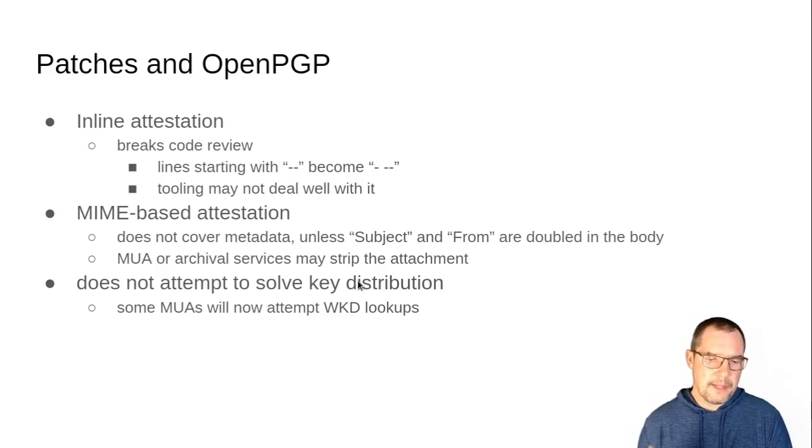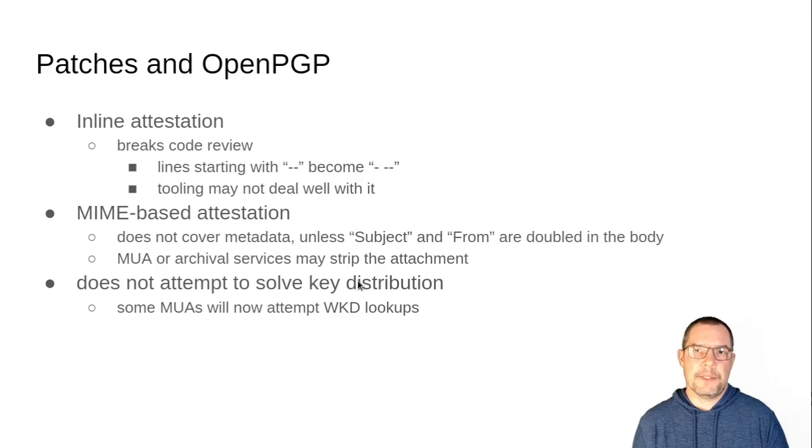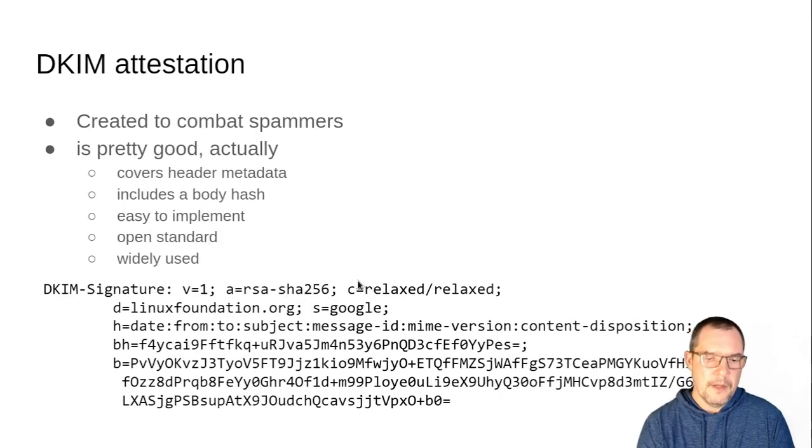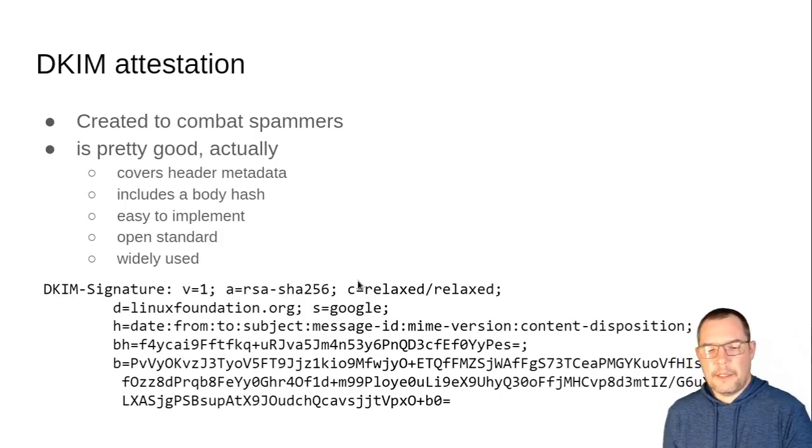And of course, the mail user agents and archivals and everything can strip the signatures. I've seen this happen all the time. They don't recognize that the PGP signature is trusted and valid content. They may quarantine it or do anything like that. So the SMTP relays may cause problems verifying this. Also, it does not attempt to solve key distribution. We're not going to talk about it too much. There's web key directories that sort of stepped up to try to solve this problem, but it continues to persist. DKIM attestation is created to combat spammers, really.